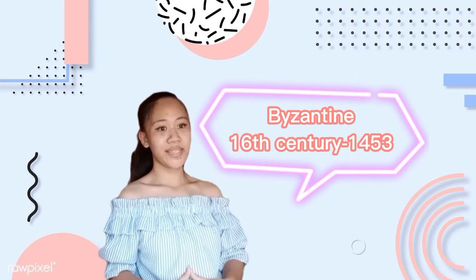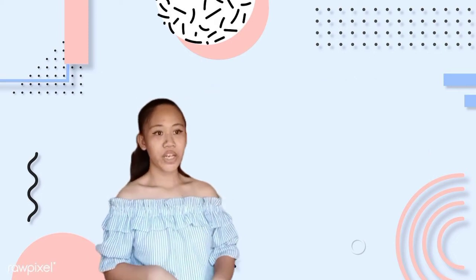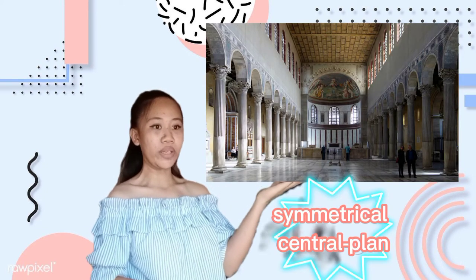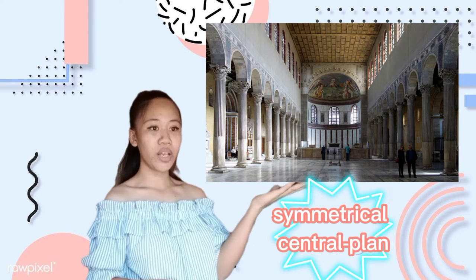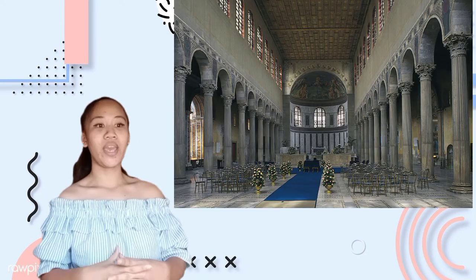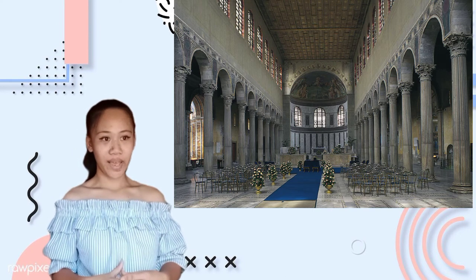Let's move on to Byzantine. It is from the 4th century to 1453. The combination of the basilica and symmetrical central plan, or the circular or polygonal religious structures, resulted in the characteristic Byzantine Greek cross-plan church with a square central mass and four arms of equal length.